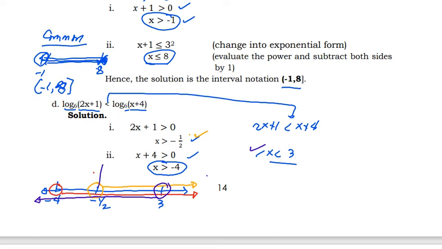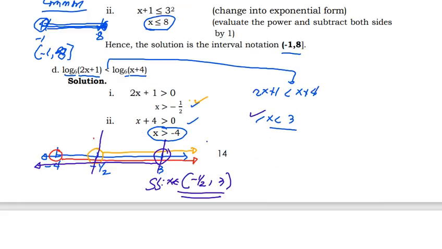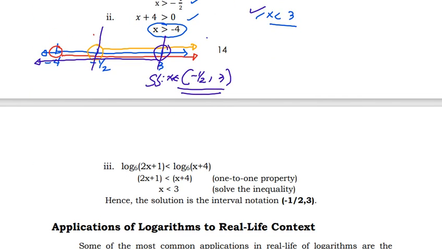So makikita natin yung common is here, and that is from negative 1/2, kasi siya ang may complete colors. May yellow, may red, may blue, at saka may violet. So therefore, we have here, hindi kasali ang negative 1/2, then papunta sa 3, hindi rin kasali. So that means this is our solution set, that x here must be in this set. X is an element of this set, negative 1/2 to positive 3. So that is the solution for letter D. Okay, so that's the solution here.